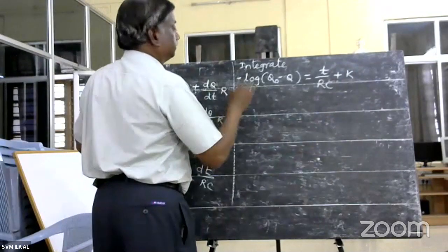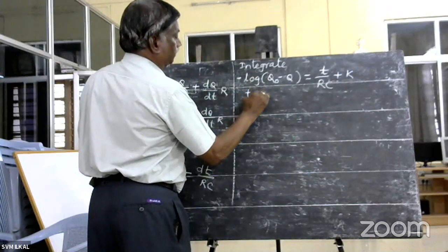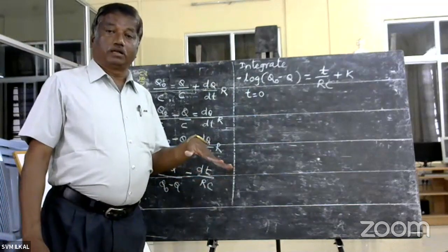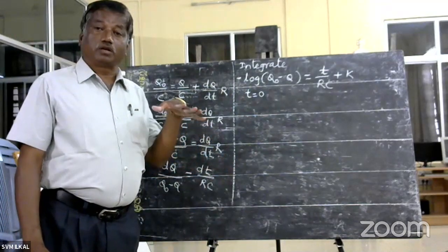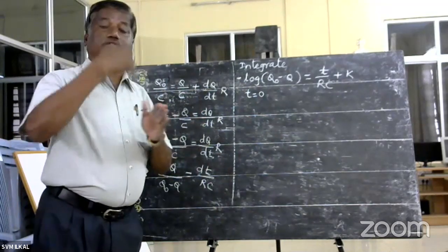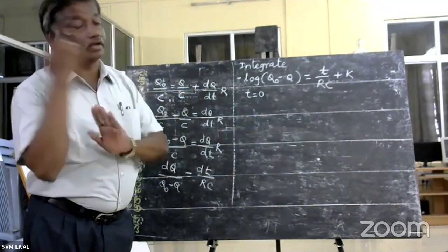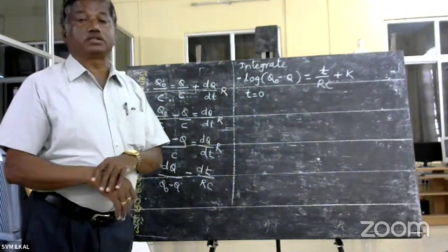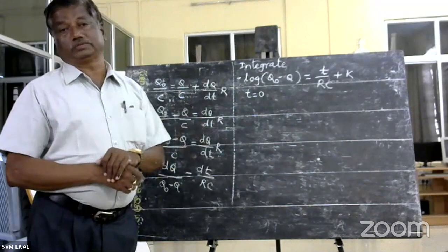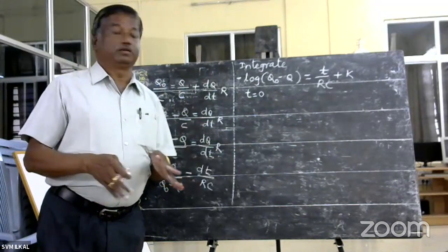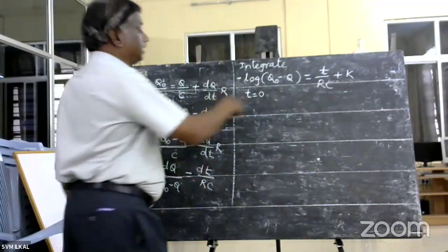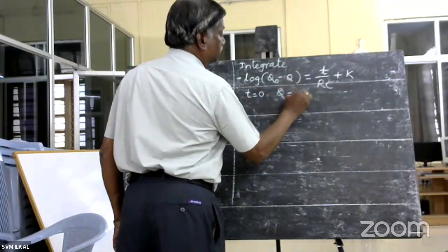Okay. Now, if t is equal to 0, what is the meaning of t equal to 0? It means before the current is switched on, the charging interval is 0. As there is no charging interval, the voltage across the capacitor becomes 0 and the charge of the capacitor is 0. So at t equal to 0, Q is equal to 0.